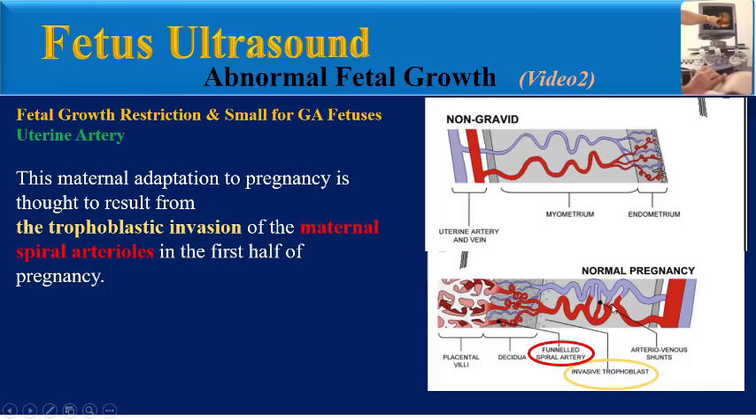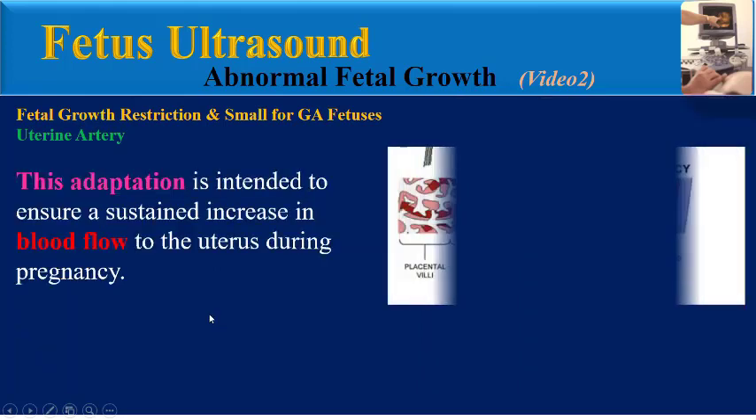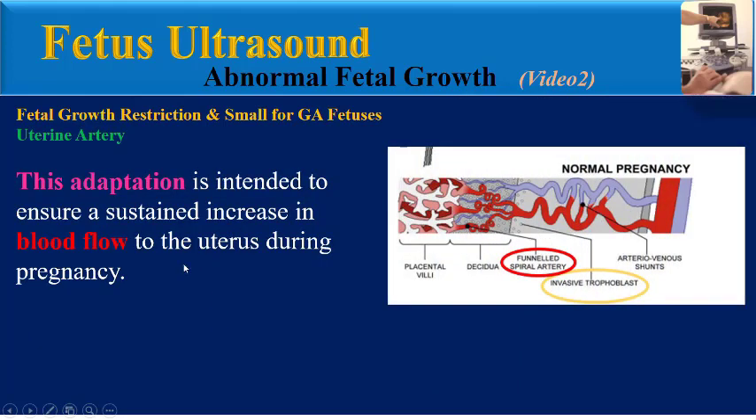Also, we can see the dilation of the uterine arteries and veins, their wall thinning, and finally the creation of AV shunts between them. The invaded maternal spiral arterioles are rendered maximally dilated and minimally responsive to sympathetic and parasympathetic systems. This adaptation is intended to ensure a sustained increase in blood flow to the uterus during pregnancy.